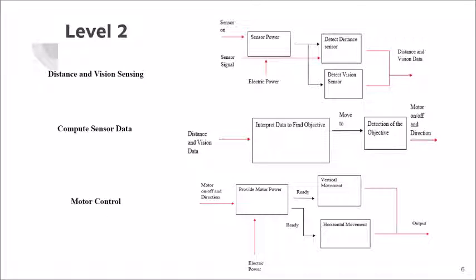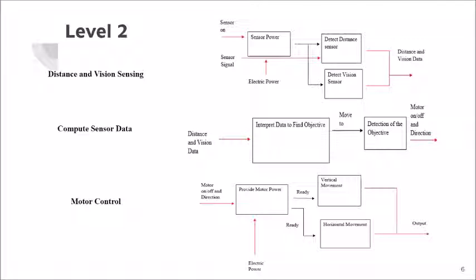So level 2, distance and vision sensing. The sensor is turned on, so it turns to sensor power, which is given with electric power. Sensor signals and sensor power go to the sensors that detect distance and vision. Those then have data, and they go to the compute sensor data section, which interprets the data to find an objective. Once it has that, it moves to detection of the object, which in this case will mainly be the ball, especially for offense. For defense, it's either going to be the ball, the hoop, or an opposing offensive blimp. So once you detect that, you get motor on and off and direction.